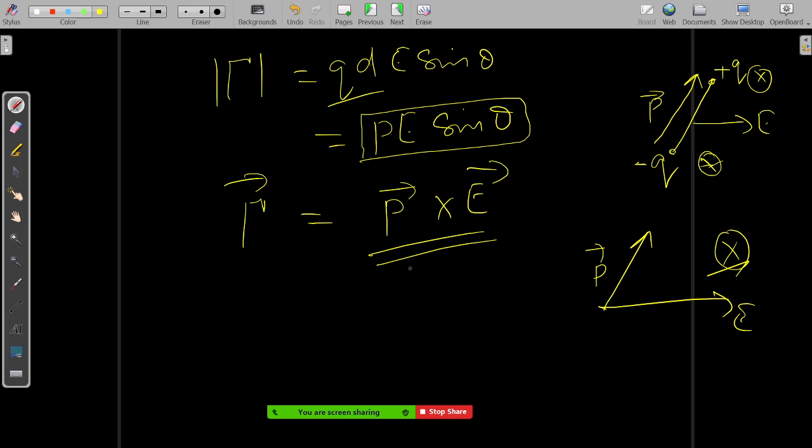So this PE sine theta can be written as P cross E, correct? Because the cross product of two vectors is AB sine theta. This can be written as P cross E. We have validated the direction also.